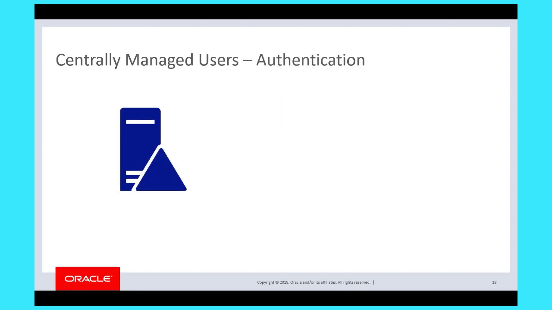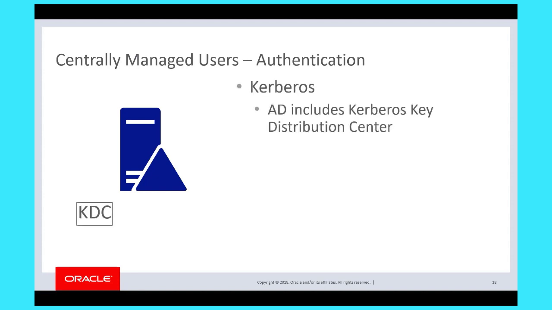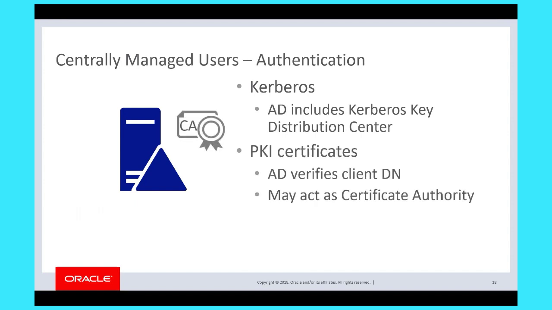Authentication, for example. Just like with EUS, you have three options for authentication. One of those is Kerberos, and this is still the one that we believe most people are going to use. Active Directory includes its own Kerberos key distribution center. Database can consume those Kerberos tickets. This is probably your best way to authenticate EUS or CMU. Another option is certificates. Microsoft includes certificate authorities with their Windows Server. Those can produce PKI certificates, which the database can consume, and so your database can use those to log in. The third way is username and password.